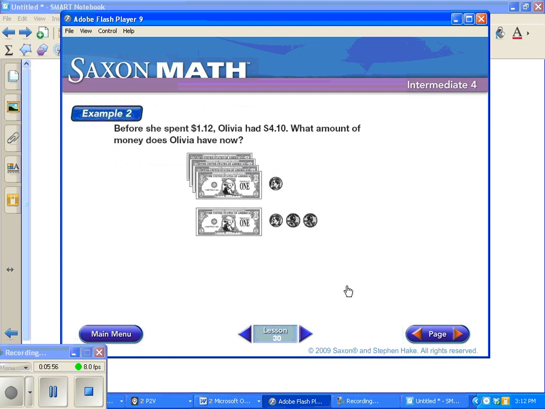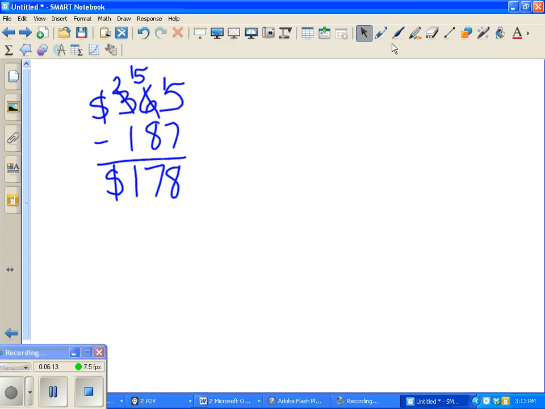We agree. Example 2. Before she spent $1.12, Olivia had $4.10. What amount of money does Olivia have now? Okay, so she's spending money. We have to write down what she started off with, which is $4.10. I'll do that in a different color.